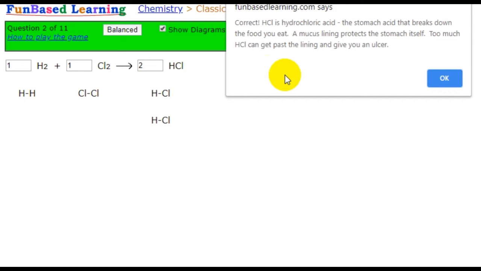HCl is hydrochloric acid, the stomach acid that breaks down the food you eat. If it breaks down the food you eat and it's an acid, doesn't that dissolve through our stomach? A mucus lining protects the stomach itself. Okay, too much HCl can get past the lining and give you an ulcer. Okay, so that's how you get an ulcer.